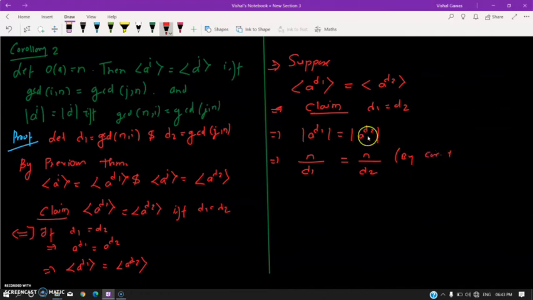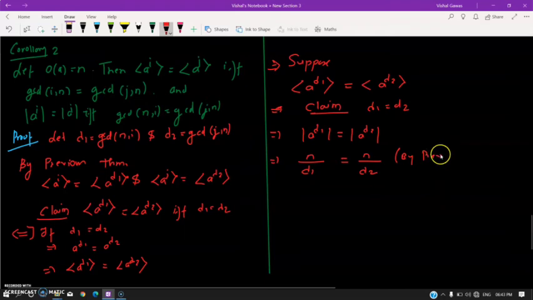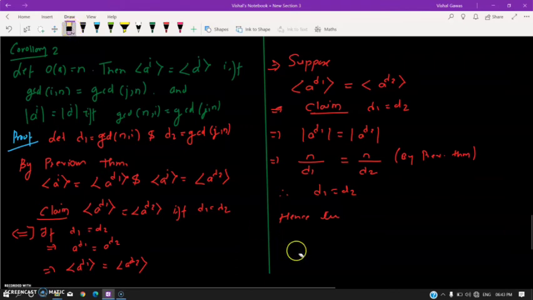By the previous theorem. You know what theorem I'm referring to, I hope. The previous theorem which we have just proved. Therefore, if n by d1 must be equal to n by d2, then it better be that d1 is equal to d2. Right? Hence the first part. So the first part is done. The proof is yet to be, it's far from over, right? The proof is far from over.